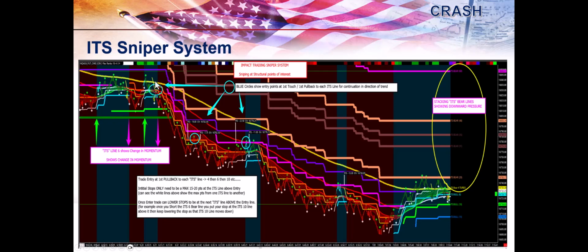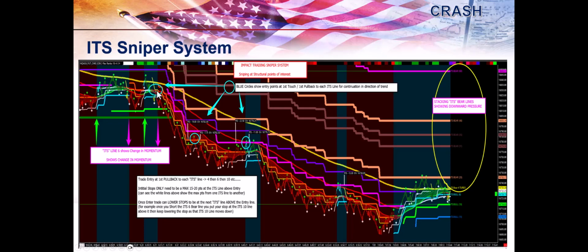And what we were basically doing is looking for first touch, first pullback entry points into each one of these lines. So this yellow line right here is the ITS 4 line. This orange line is the 6. Pink is the 10. Purple's the 15. And the orange is the 20.